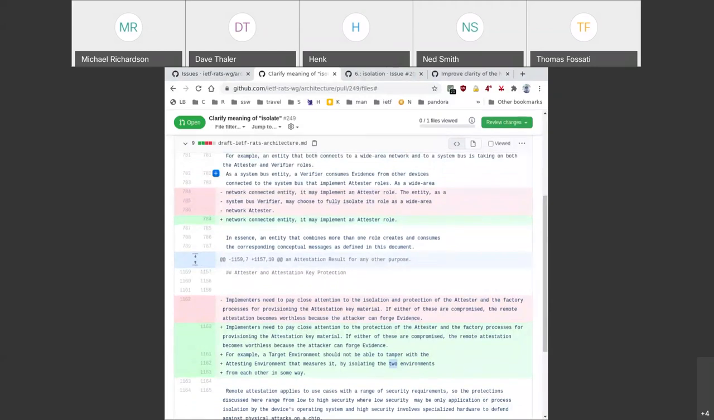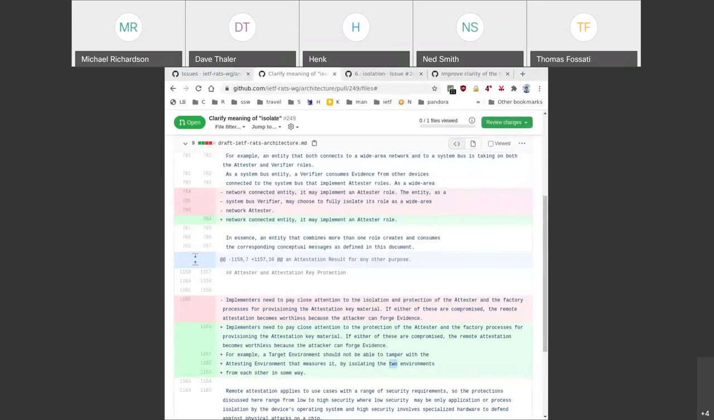includes a verifier for other things on the system bus. And it may implement a tester role. Mm-hmm. And I couldn't tell if that meant it has two roles which are isolated from each other or what. That's why I thought that sentence was confusing. And I thought it was easier to just cover it down below under the attester and attestation key protection section in 1157, which would apply to system bus entities and everything else too, which is more generic.